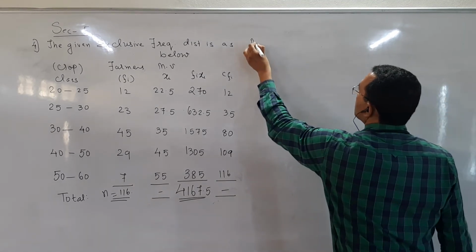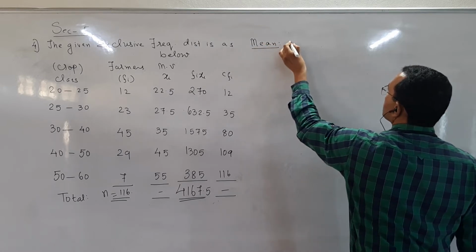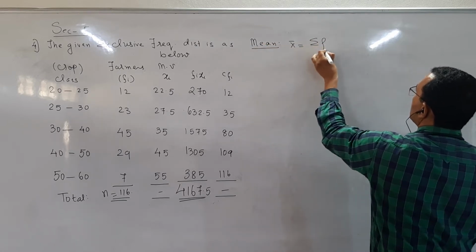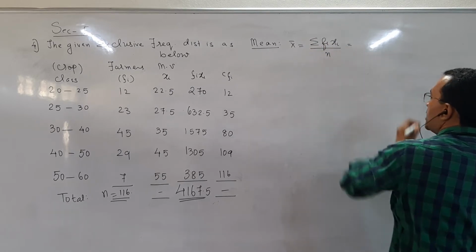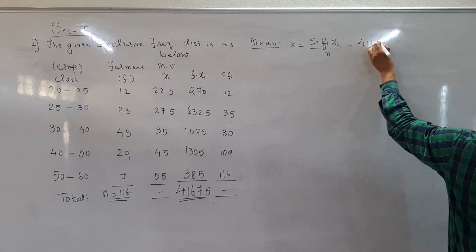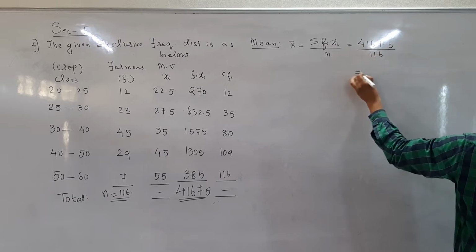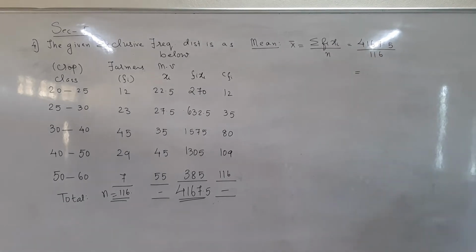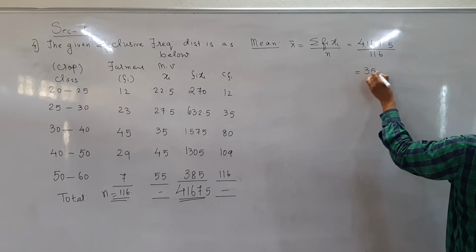Now mean x bar is equal to summation fixi upon n. So 4167.5 divided by 116, and this comes out to be, students, 35.93 quintals.